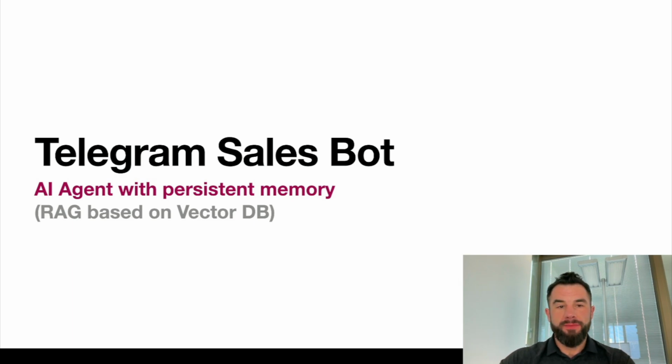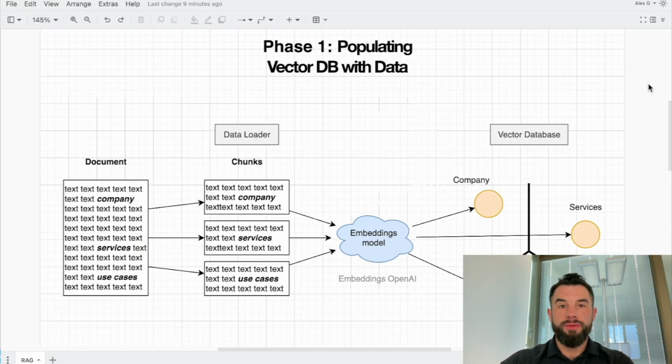This is Alex, and today we will build a Telegram sales bot, an AI agent with persistent memory that will use retrieval augmented generation based on a vector database. Before we dive into implementation of the chatbot, let's quickly explore the theory. RAG consists of two phases.